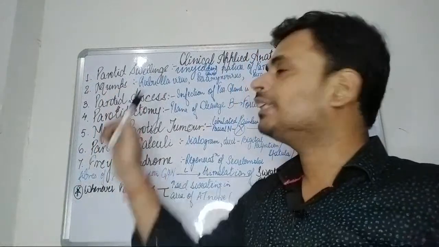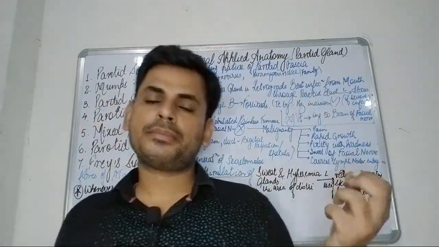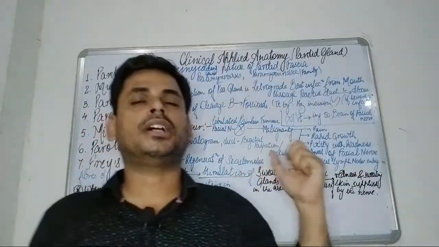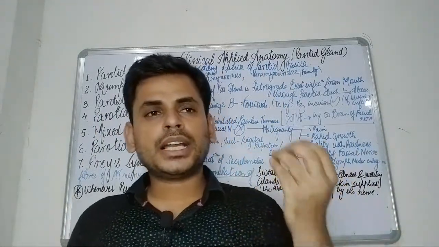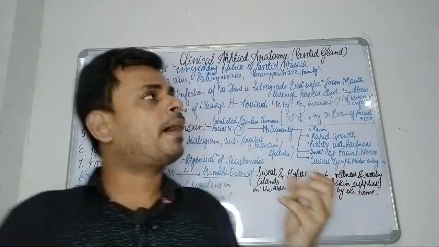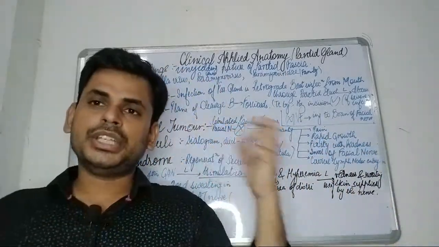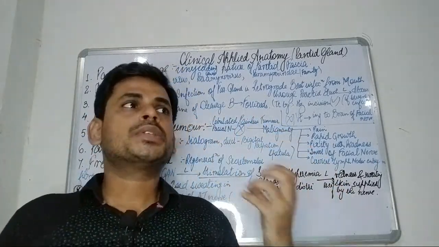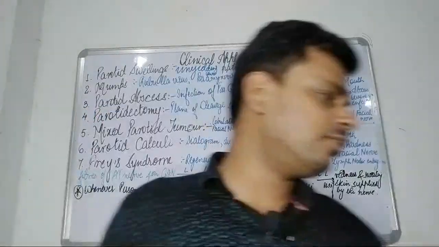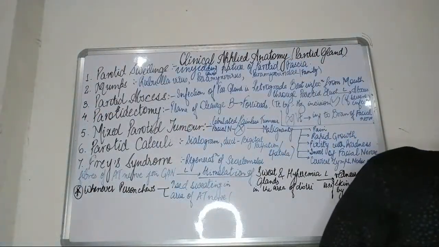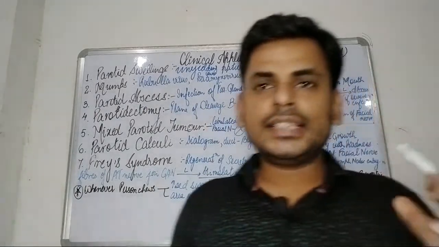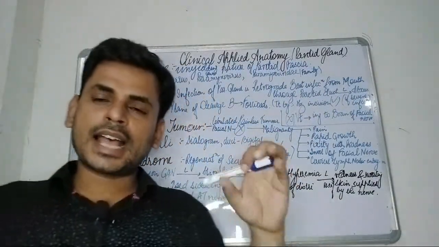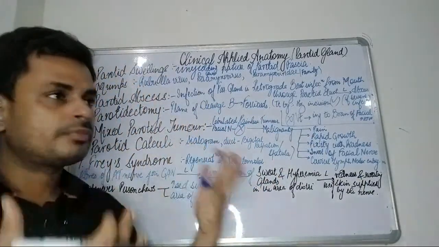Now moving on to the next, that is mumps. Students, this is the most common finding in the clinical aspect of the parotid gland. Mumps is an infection caused by a paramyxovirus. It is a very painful condition, an infectious disease of the salivary gland, and the mumps virus has a very strong affinity to the parotid gland.